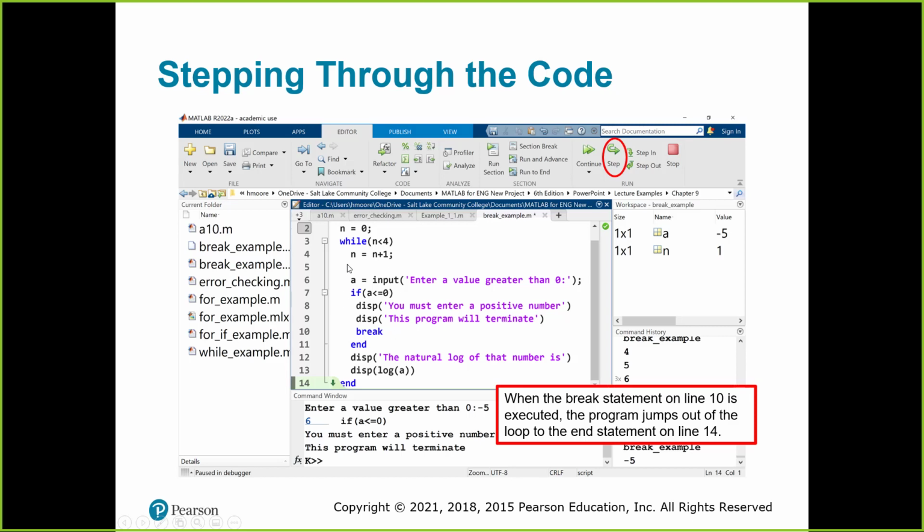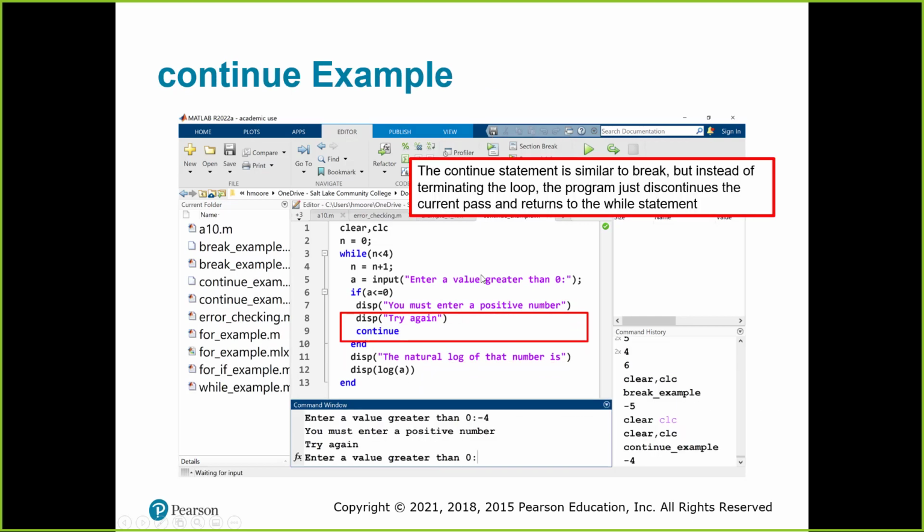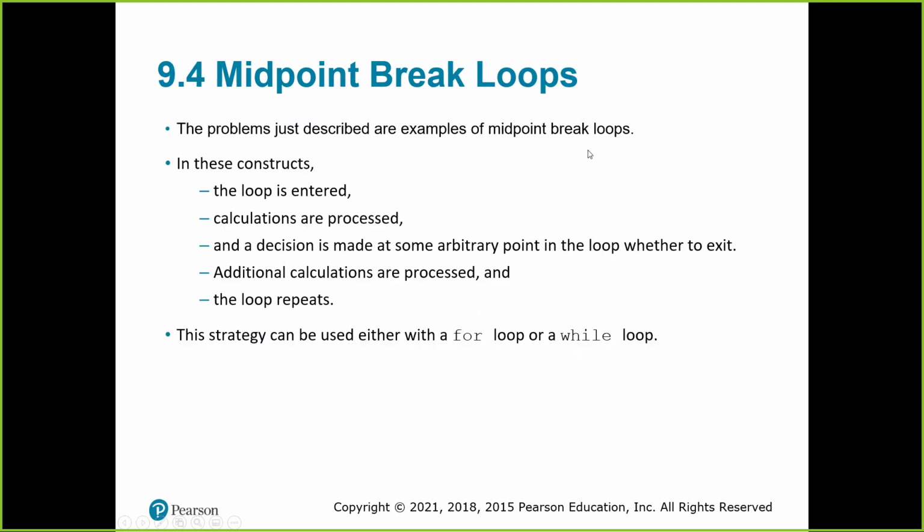And then if you want to run it again, I like the while loop better because it'll just continue to repeat until you're forced to put it in the right way. If a positive value had been entered, then it would have said, okay, that's good, so it'll skip the break and come down here and execute the natural log. The continue statement is similar to break, but instead of terminating a loop, the program just continues from past the final while statement. I still have a lot to learn on this debugging stuff, but I think it's pretty cool.